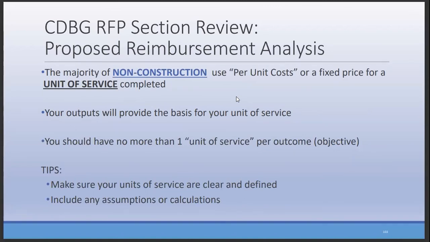If it is a non-construction activity, your proposed reimbursement analysis will most likely be based upon a per unit analysis. Previously, we discussed per unit costs being tied to reimbursement. You should have no more than one unit of service per outcome or objective. Tips are making sure your units are clear and well-defined by including any assumptions or calculations.